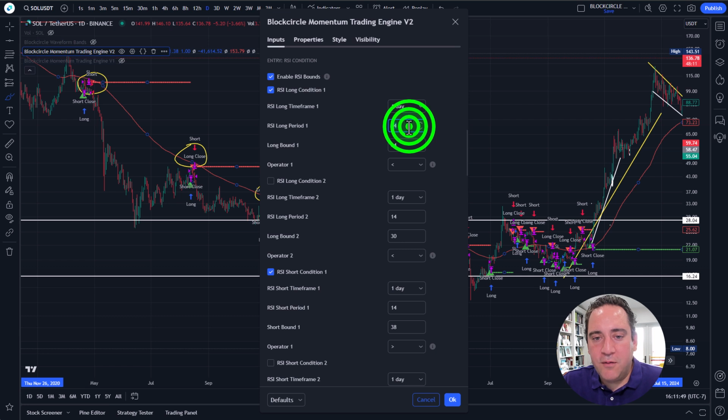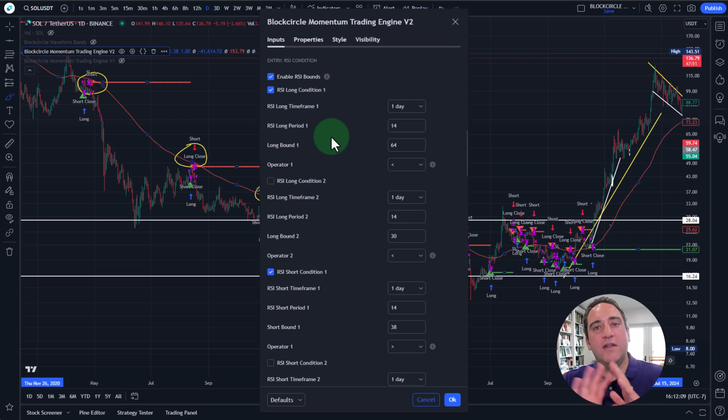RSI long period, do you want it to be the default of 14? What do you want your range, your long bound to be? 64? What do you want your operator to be? Do you want it to be less than or greater than? And what this means is saying that if the RSI on the 14 day for Solana USDT on the 1 day is less than 64, then that condition is met, right? So that's just one condition.